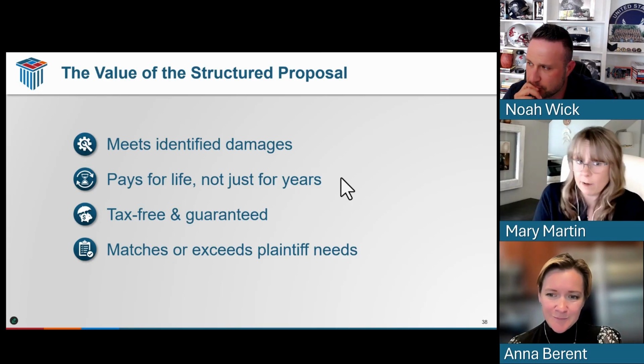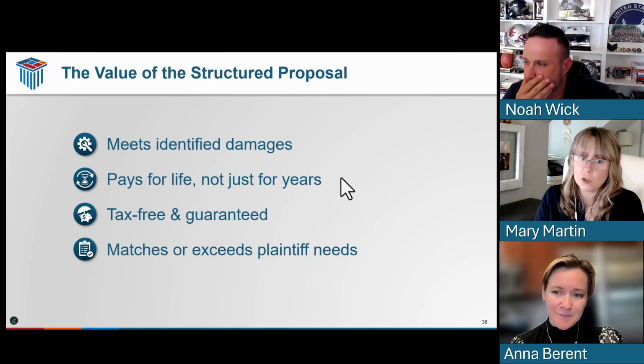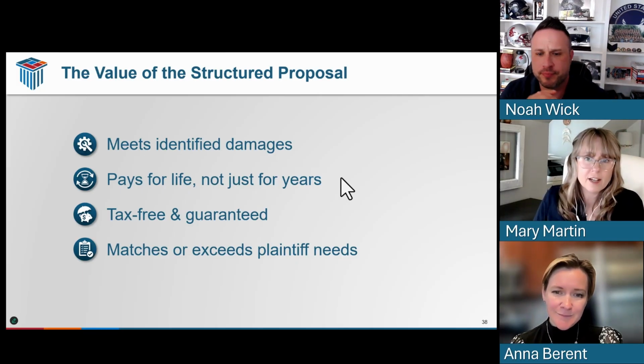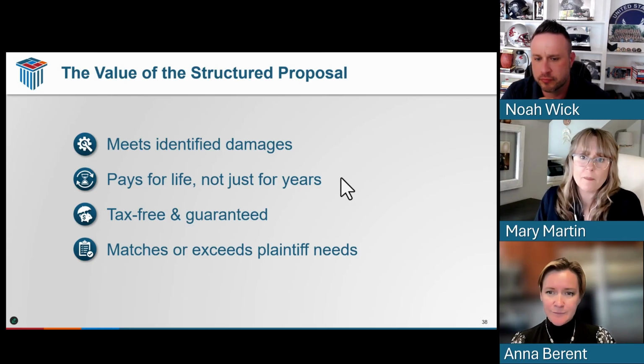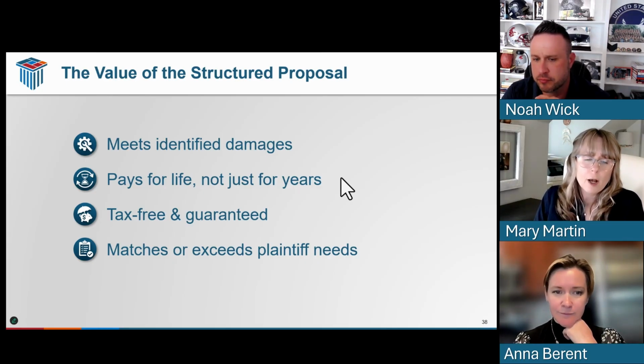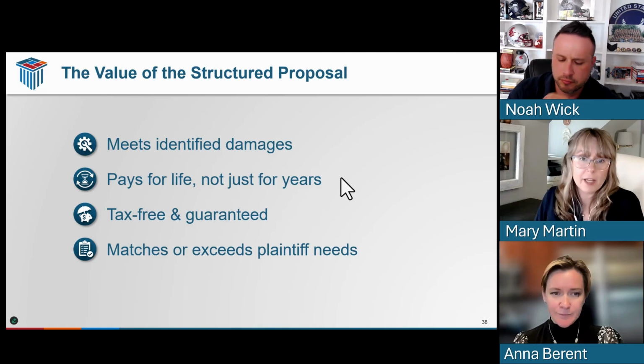We could use it as the first slide in a presentation to level set expectations, or to just give the briefest thesis of what we're going to go into, what our approach is and our offer. But we're going to emphasize we're meeting the damages. We're paying for life as long as plaintiff is alive.